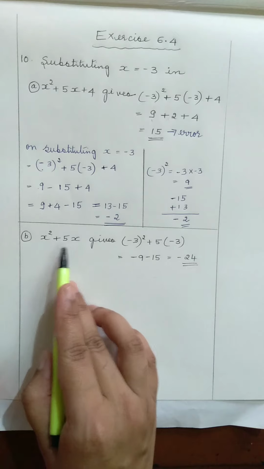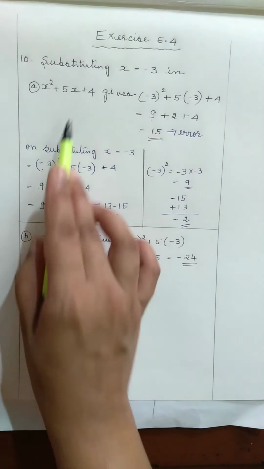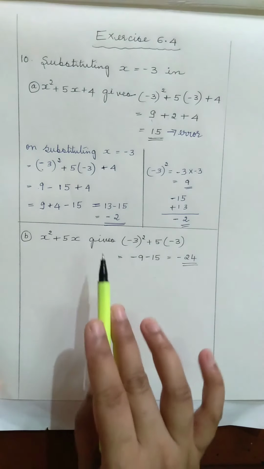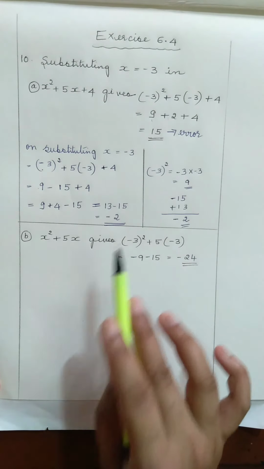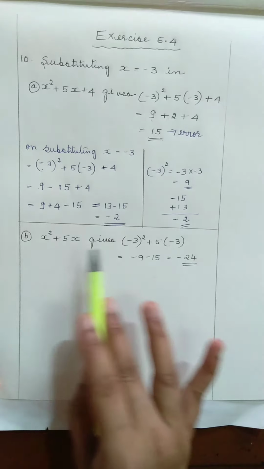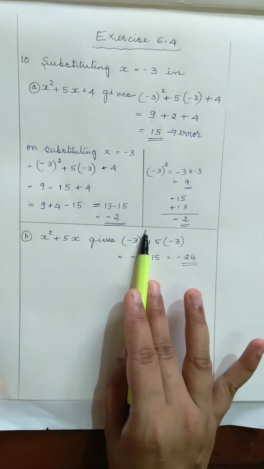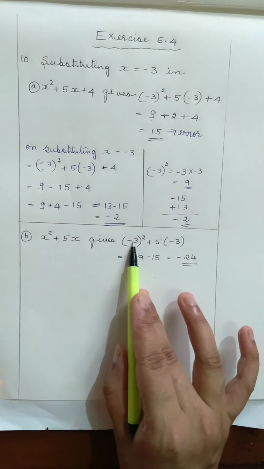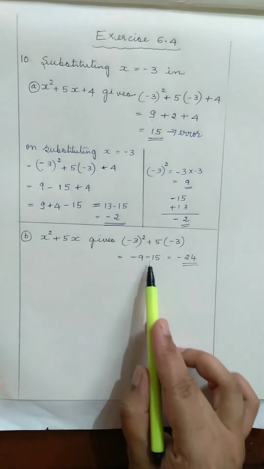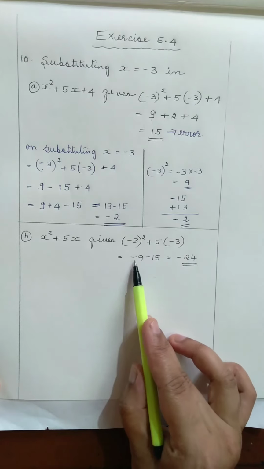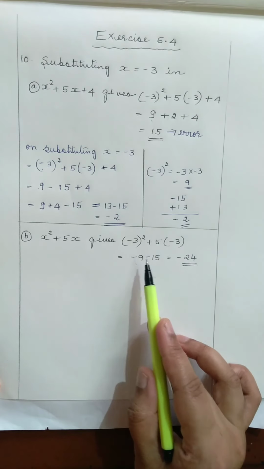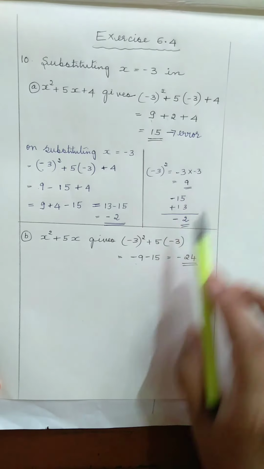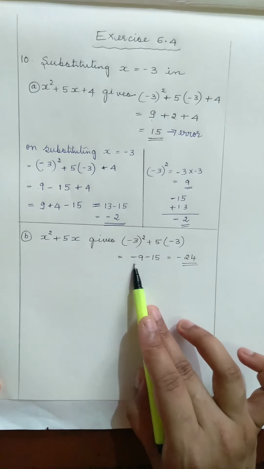X square plus 5x. Again we have to substitute x equal to minus 3 in this equation. So they have given in the problem itself on substituting minus 3. So minus 3 whole square plus 5 into minus 3. That is correct. So minus 3 whole square. The 9 answer is correct, but you have the negative symbol. We know that minus 3 whole square, minus into minus, it is plus. It's not minus, therefore it is wrong.